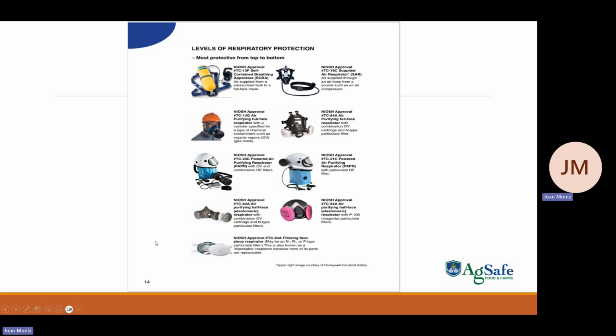And here are the samples of the levels of respiratory protection. The most protective start here at the top, from top to bottom. So we mentioned the TC84A is right here. That means it's one of the ones that offers the most protection, right? It is a NIOSH approved air purifying full face respirator with a combination of cartridges and particulate filter.